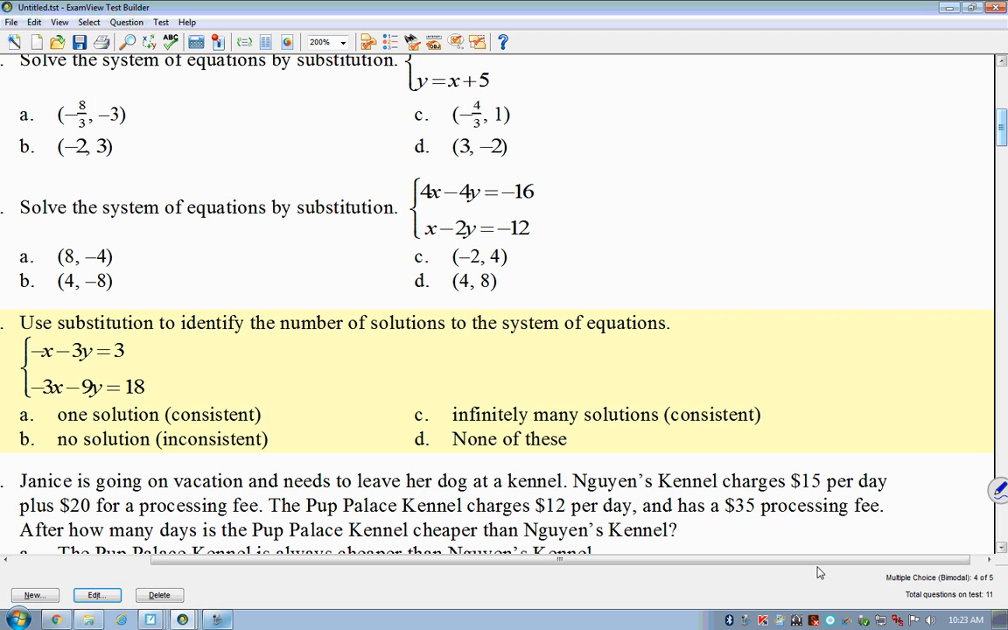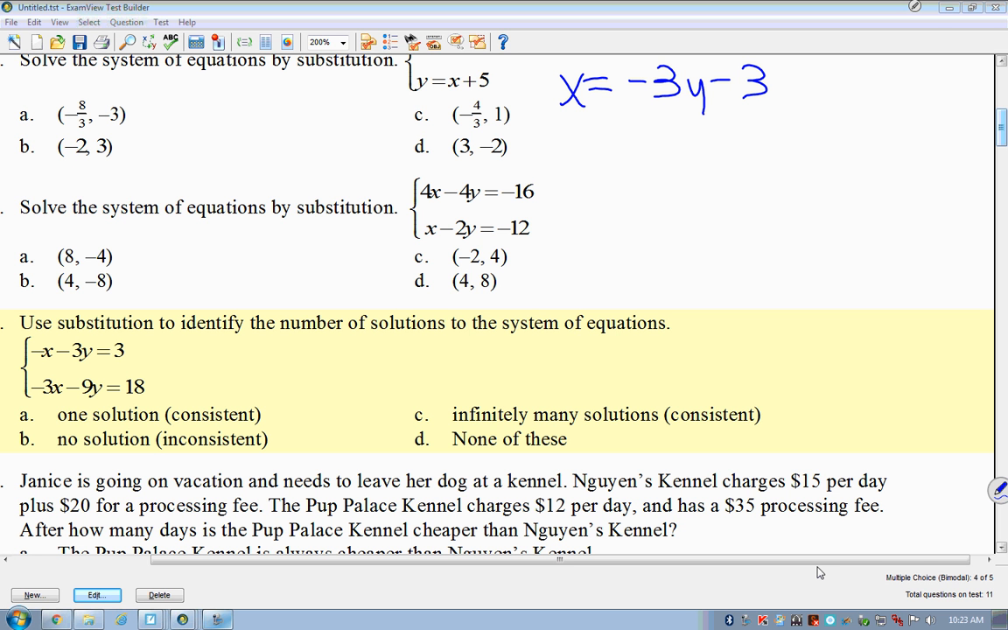Did you take the top equation or the lower equation to solve for a variable? The top equation. And what did you solve for? Did you solve for x or y? X. And what did you get? X equals negative 3y minus 3. That is correct. That's what we should get. X equals negative 3y minus 3.